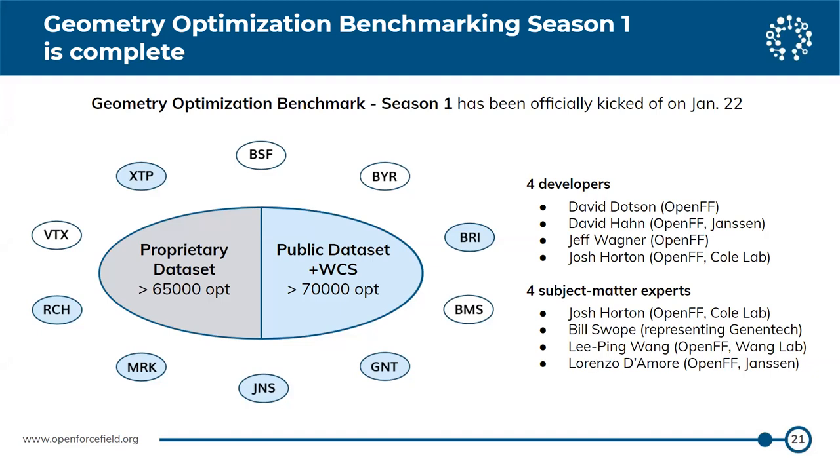And now it's complete. I already mentioned that it has been an awesome collaborative effort in which the pharma partners of the consortium also took part. We had BASF, Bayer, Boehringer Ingelheim, Bristol Myers, Genentech, Janssen, Merck, Roche, Vertex, and XtalPi taking part in this effort and contributing to constitute a proprietary dataset of drug molecules actively used in their projects, where over 65,000 optimizations have been run. And then the pharma partners highlighted here in blue also contributed, constituting a public dataset, including also a contribution from William Swope, where overall more than 70,000 optimizations have been run.